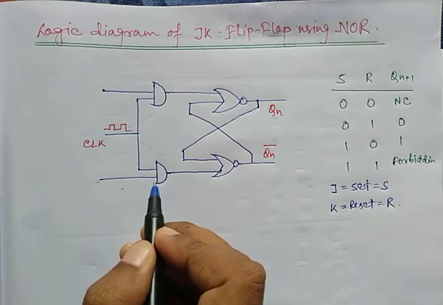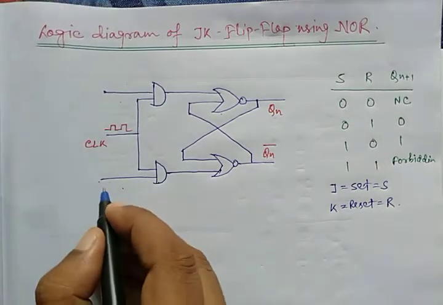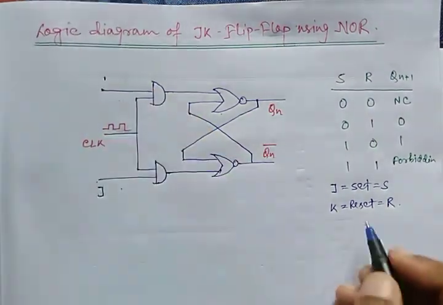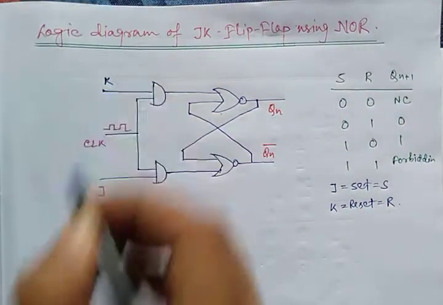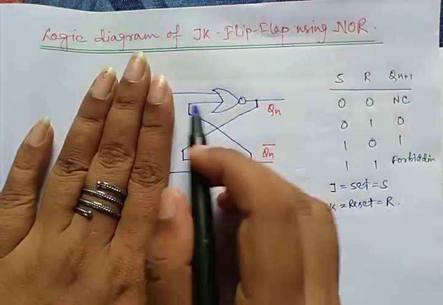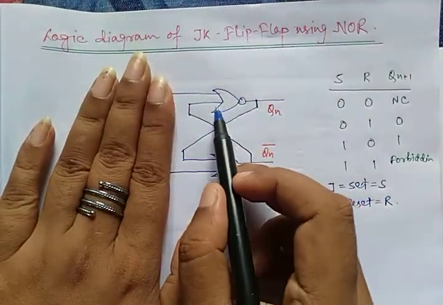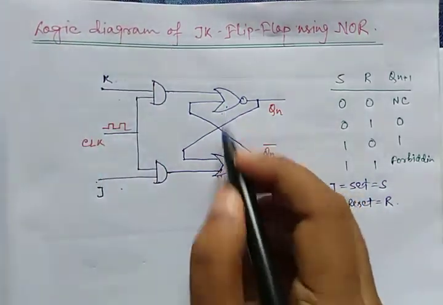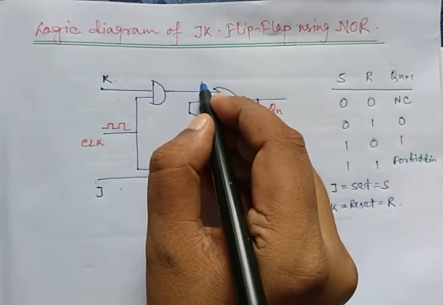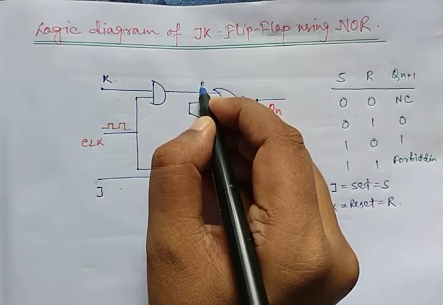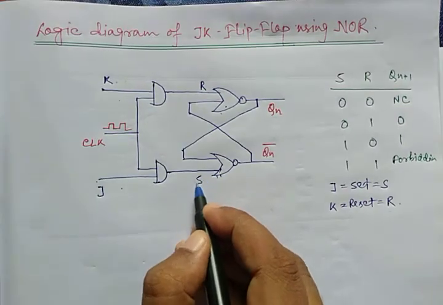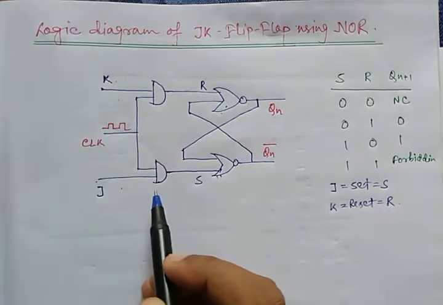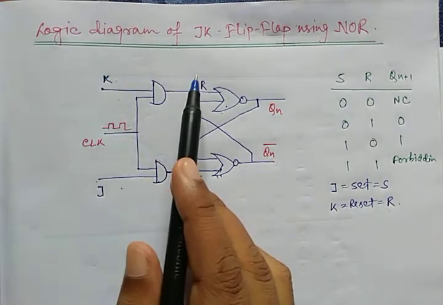In SR flip-flop using NOR gate, the S should be an input in the below AND gate. So here we should write J, and as K is R in the upper gate, we should write K here. You can see this portion is the SR latch using NOR gate, which we have already studied. In the upper gate it is R, in the lower gate it is S. So this is the circuit diagram of SR flip-flop, not JK flip-flop.